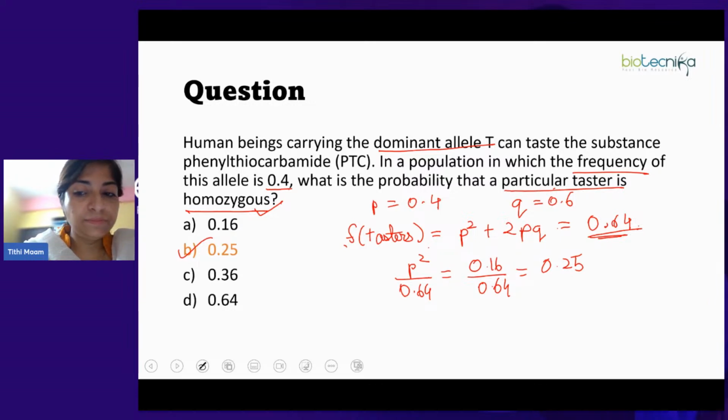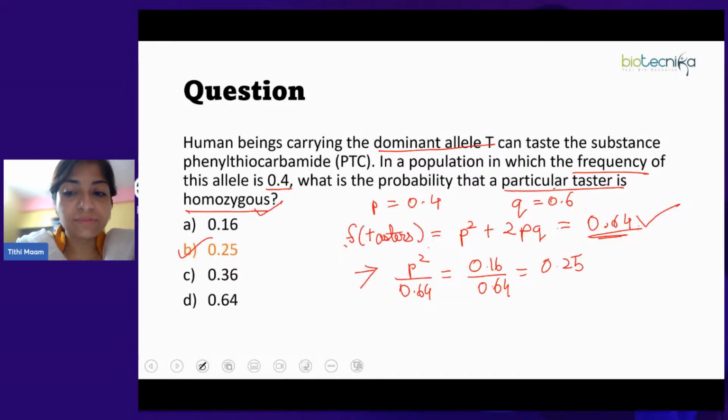If the question had been what proportion of the population will be able to taste PTC, or who all will be tasters, then your answer here is correct. But that is not the question. The question is what proportion of tasters will be homozygous. So you have to go to this extra step, where the proportion will be of homozygous dominant divided by the total proportion of tasters. Because here, Rahul, the question is what is the probability that a particular taster is homozygous?